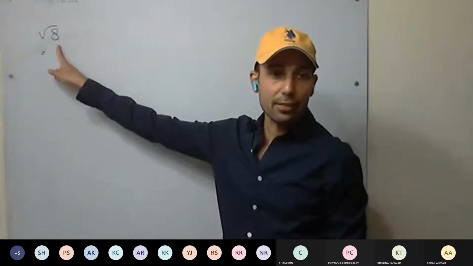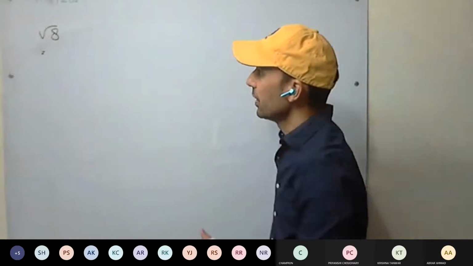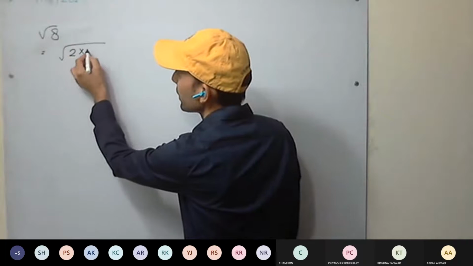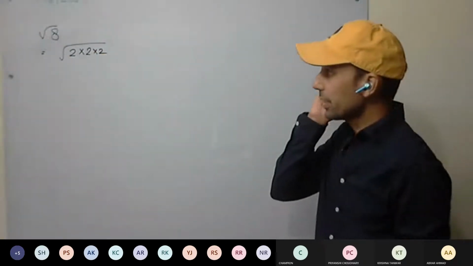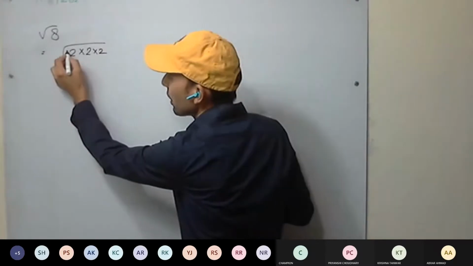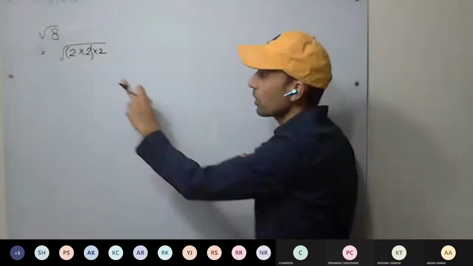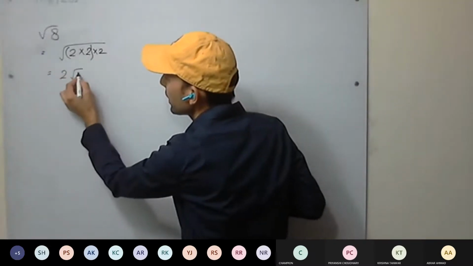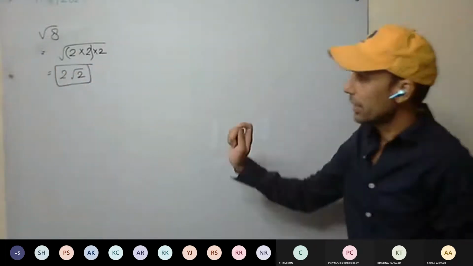Okay, how can we draw root 8? So see here, can we simplify root 8? Always check whether we can simplify it. We have factorized 8, and now we are taking the root. From a pair we take one out. One pair is formed, the other is single. So we can write it as 2 root 2.